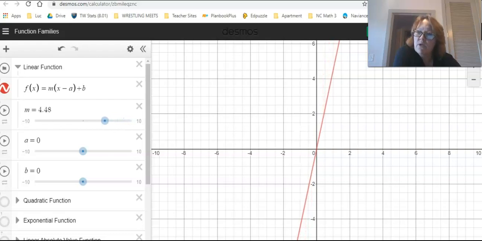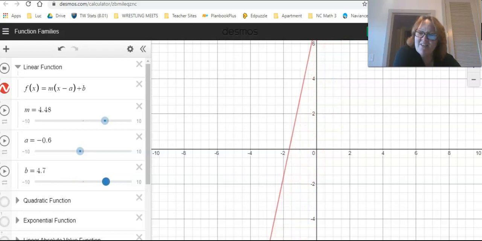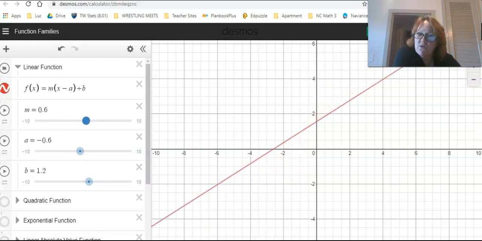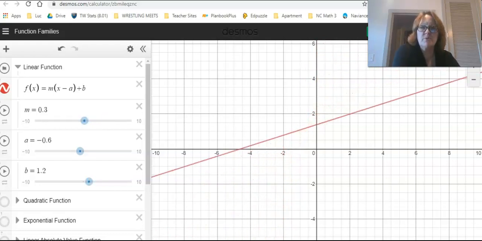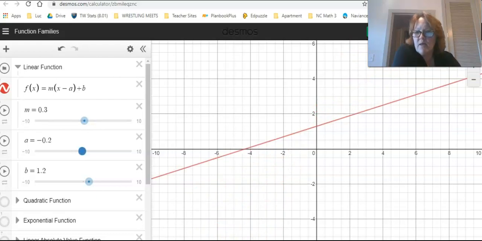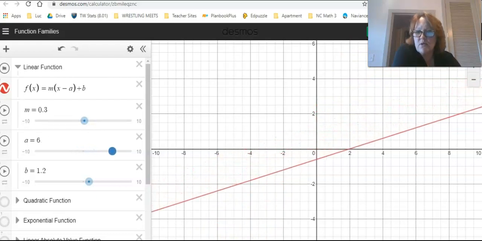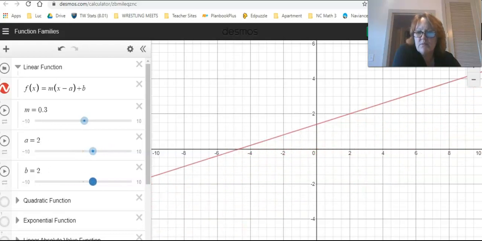Okay. Then what we want to look at is the A. So what does the A do? You see it moves the graph kind of from left to right. And then the B really is moving it up or down. It's changing the y-intercept. It's just hard to see. Let's make the m closer to 0. Let's just put it right there. Now let's move the A. So what is the A doing? It's moving it. B, same thing.